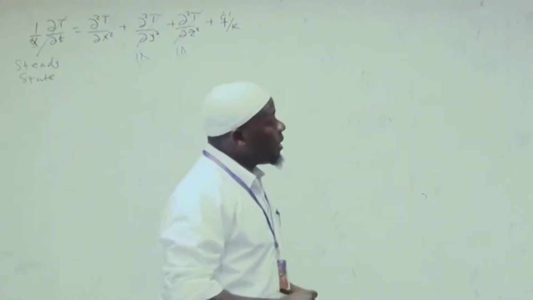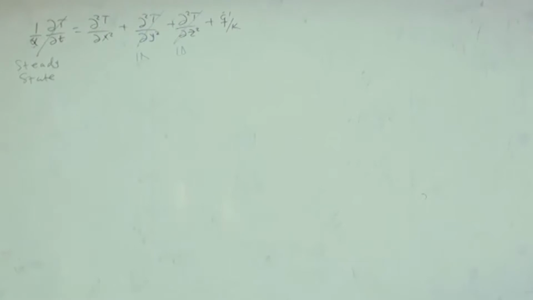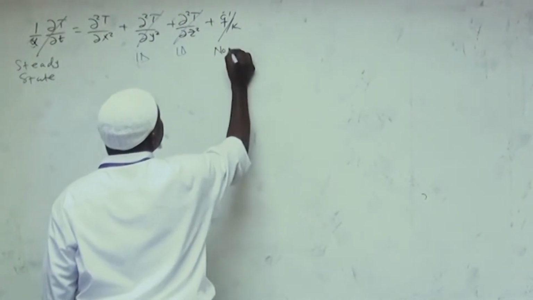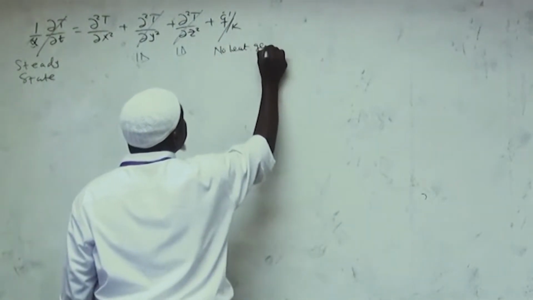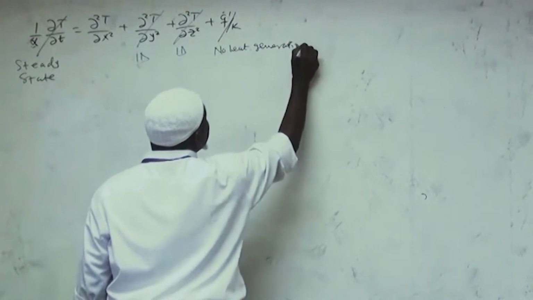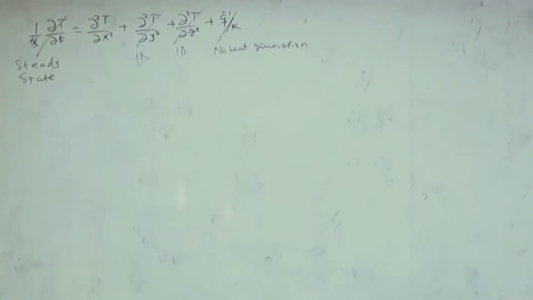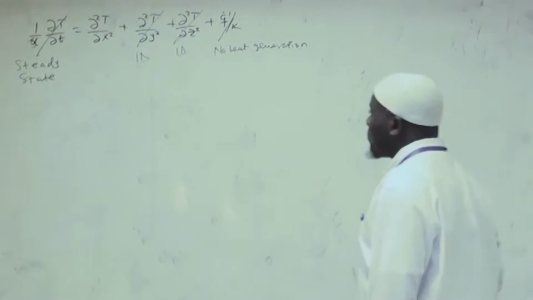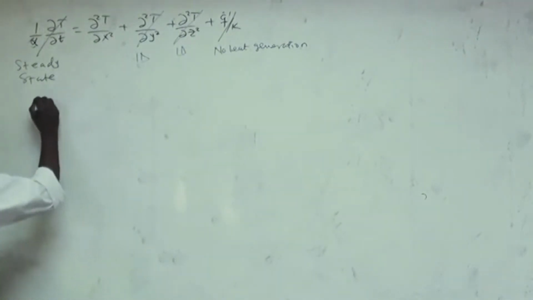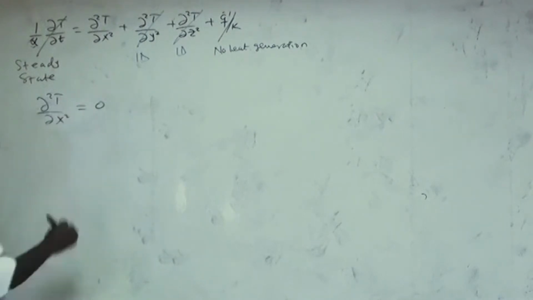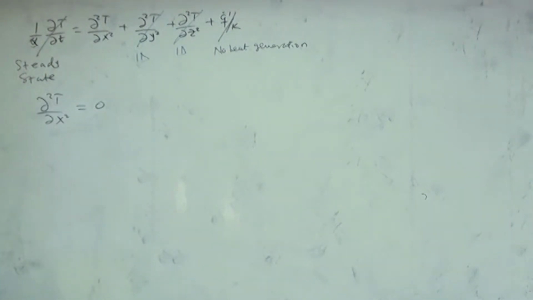Then no heat generation. If there is no heat generation, it means what? No heat generation. So now you see that the question has been simplified to a very simple solution. So now you have d squared T over dx squared equals 0. We can also solve this question.